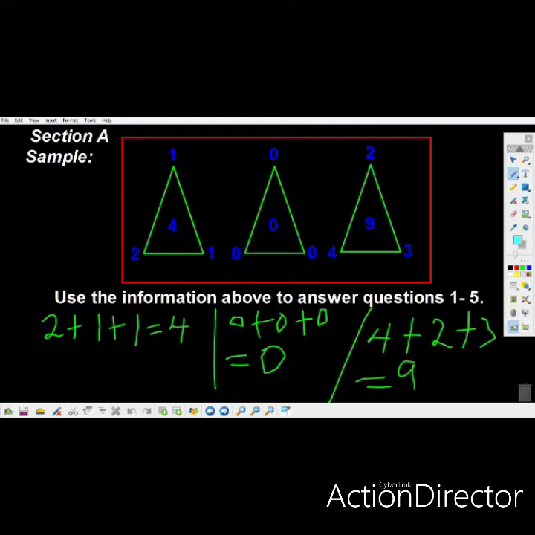Today we are going to quickly look at Ugo C test 2, section A. First we will look at the sample. Here, for us to find the missing number, we are going to say 2 plus 2 plus 1 will give us 4. 0 plus 0 plus 0 will give us 0. 4 plus 2 plus 3 is equals to 9. Now we're going to use this working to solve from number 1 to number 5.